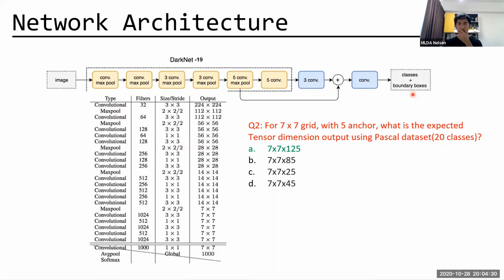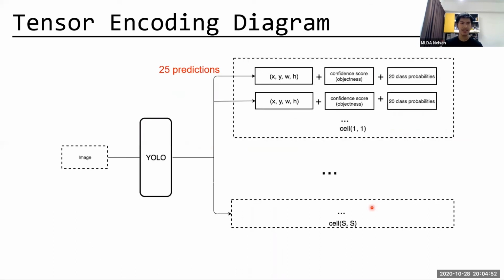So 25 is only for one single anchor point. If we have 5 different anchor points, then we have 125. Because now for each grid, we have 5 different bounding boxes, and for each bounding box, we try to predict 25, and we can see it here, where we have 25 different predictions for one specific anchor point or specific bounding box.